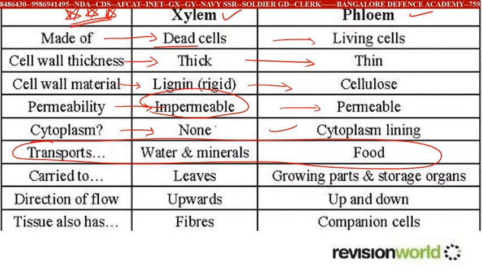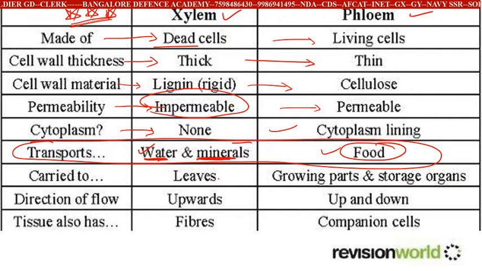The most important point in this slide is this point. What happens with xylem? Xylem helps in water and mineral transport. Phloem helps in food transport. This was a question asked in your examination. Which of the following will get affected if phloem is not functioning properly? So the answer is food.